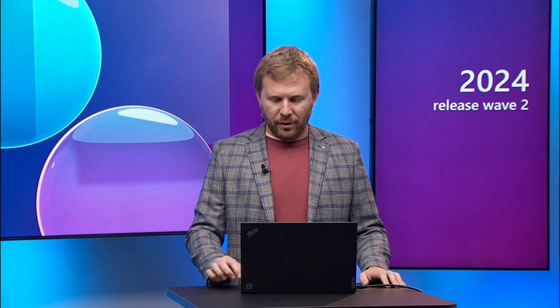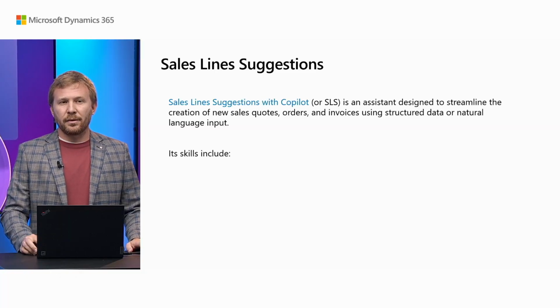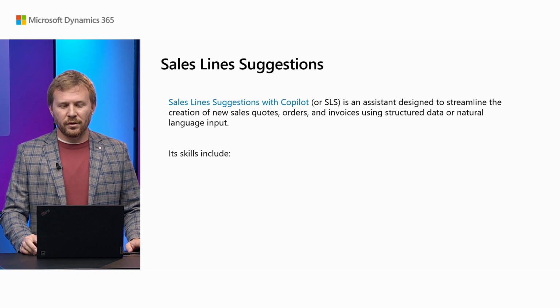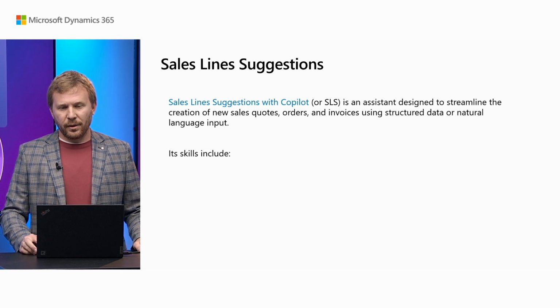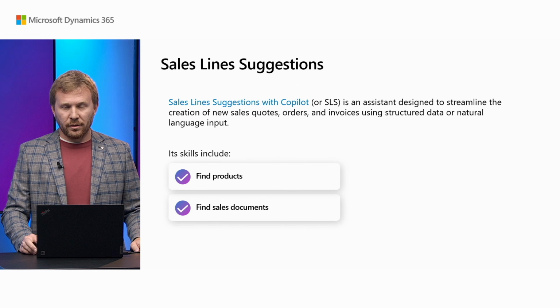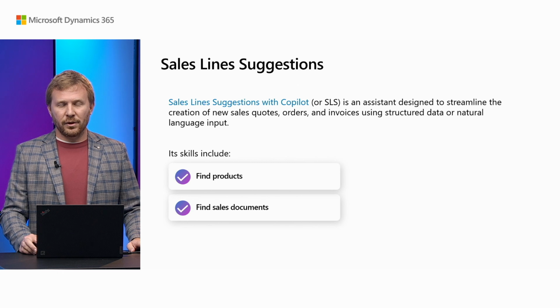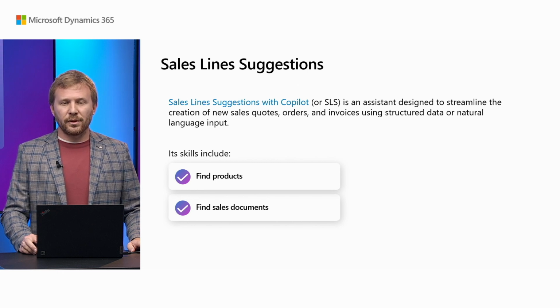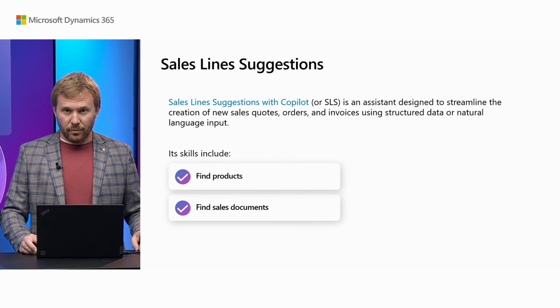Today, I will share the latest news about the sales line suggestion with Copilot, which is an assistant designed to streamline the creation of sales quotes, orders, and invoices using natural language or structured data. It helps easily add lines to the new sales documents, either from item list or from previously created documents. Thanks to the valuable feedback we got and to more powerful capabilities of Copilot, we've made several improvements to the feature to extend its functionality and to make it work faster and more reliable.